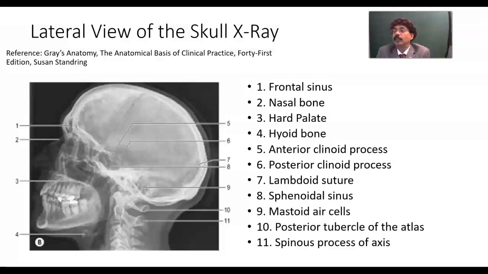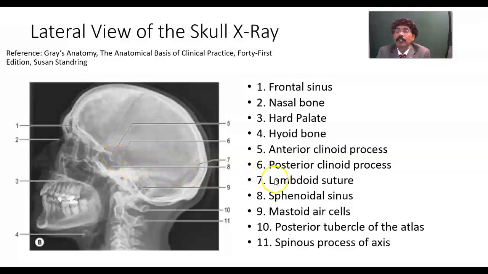We call it epistaxis. Hard palate, number 3. This is the hard palate here. Then the hyoid bone. This is the hyoid bone. The anterior clinoid process is here, and the posterior clinoid process is here. And this is the pituitary fossa, for the placement of the pituitary gland.